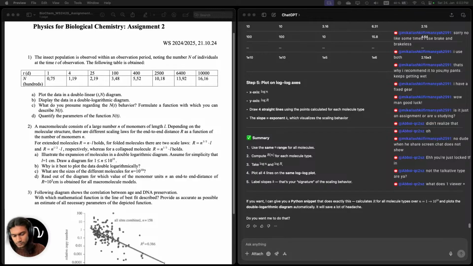4. 251.2. 2.40. Okay. Oh, interesting. Okay. 4. 0.602. Whoa, what?